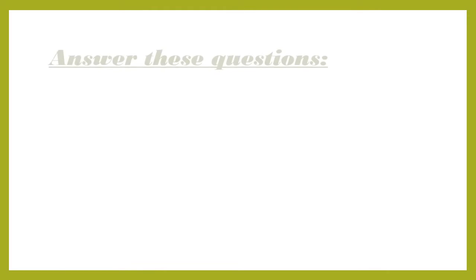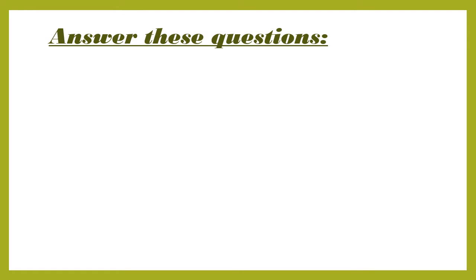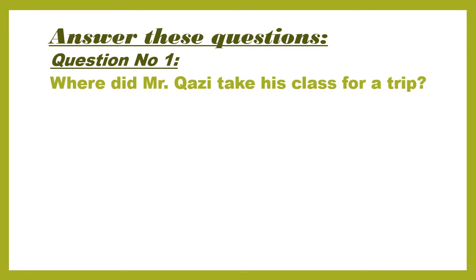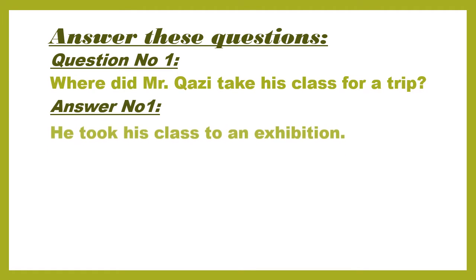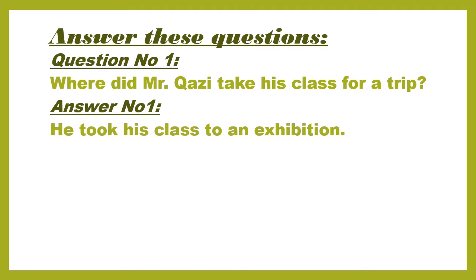And the exercise A is answer these questions. Question number 1 is where did Mr. Kazi take his class for a trip? This question is in past form. Here is did in this question. So we have to write the answer also in past form. So the answer will be he took his class to an exhibition. We have to write the second form of verb of take, that will be took.